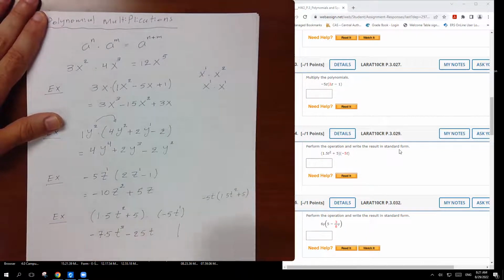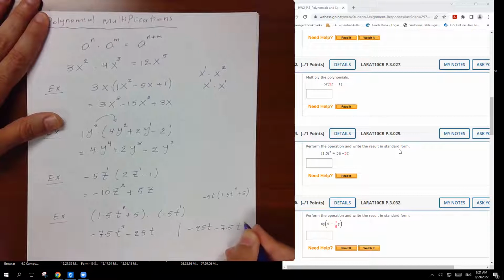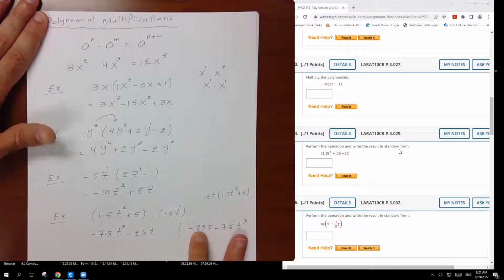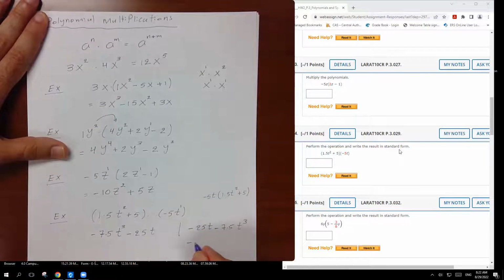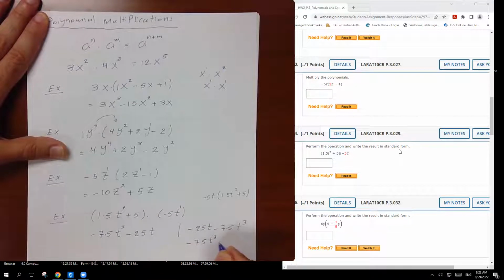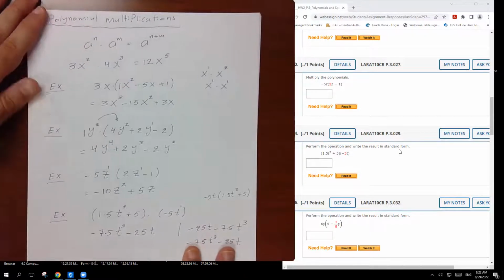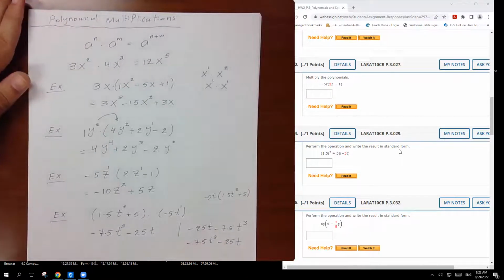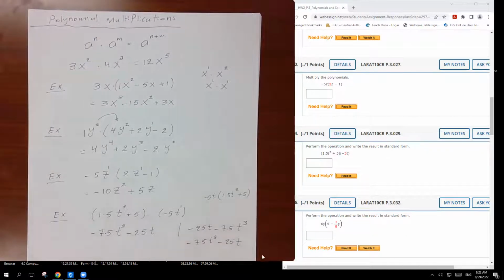In case you got it like this one, negative 25t minus 7.5 t cubed, this is the right solution, but they ask you to write it in standard form. So you have to say, okay, it's negative 7.5 t cubed. You have to flip it. Minus 25t. And be careful when you flip it, be careful with the sign. Do not change the sign. That's it for this example.